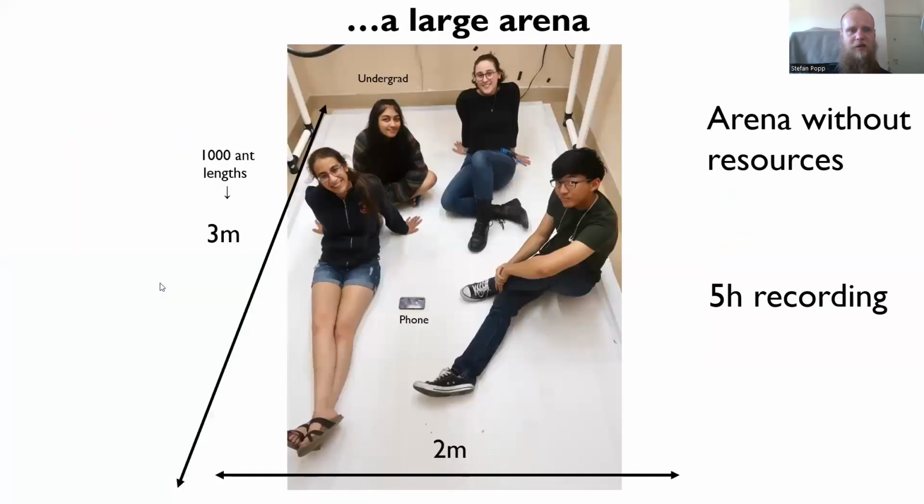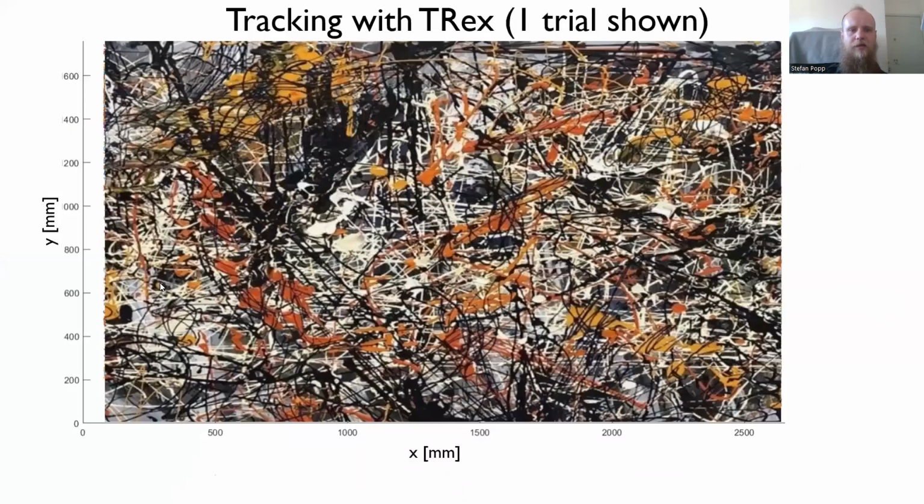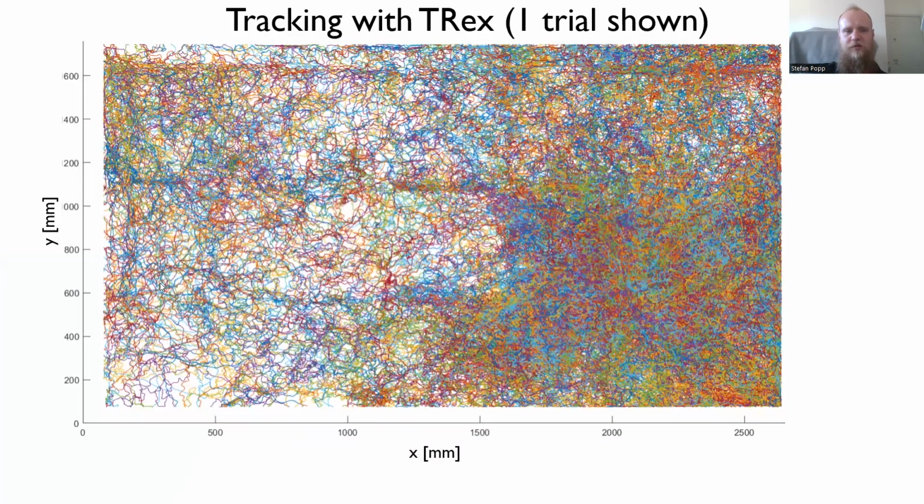This is a huge arena here, undergrads for scale. So it's about 1,000 times the size of an ant. And after 5 hours of recording, I get a Jackson Pollock painting, or at least something that looks very similar to this. So this is just one colony. In the right half, there are a lot of tracks because that's where the nest is.